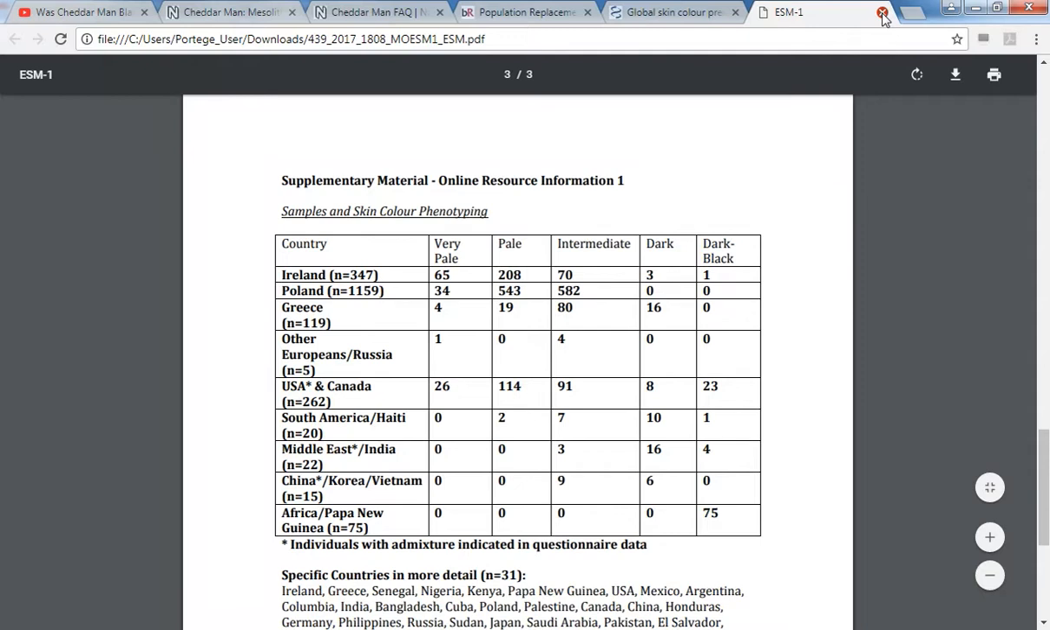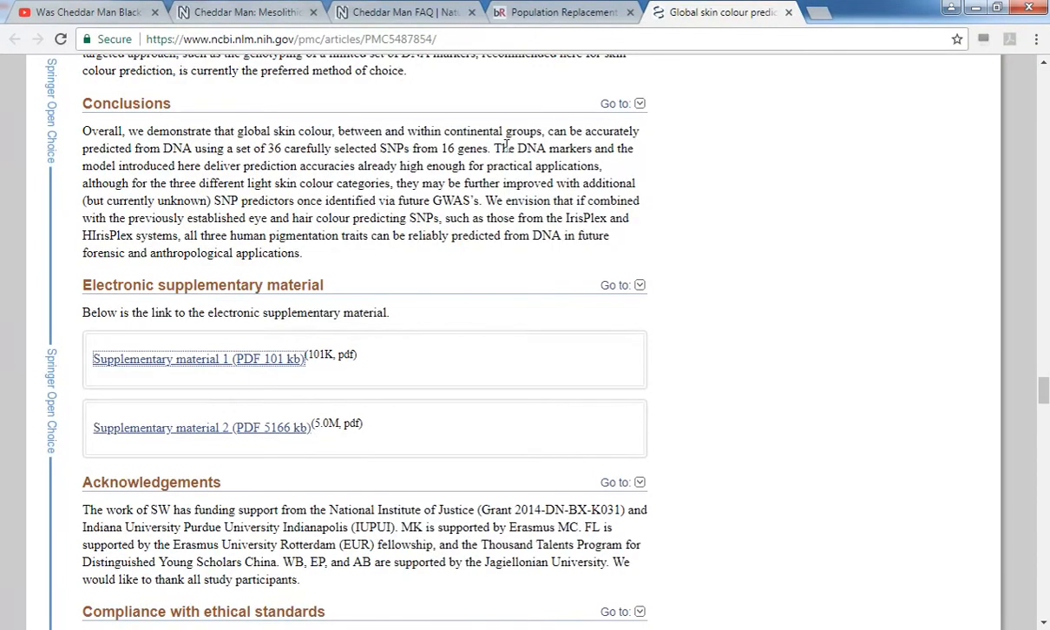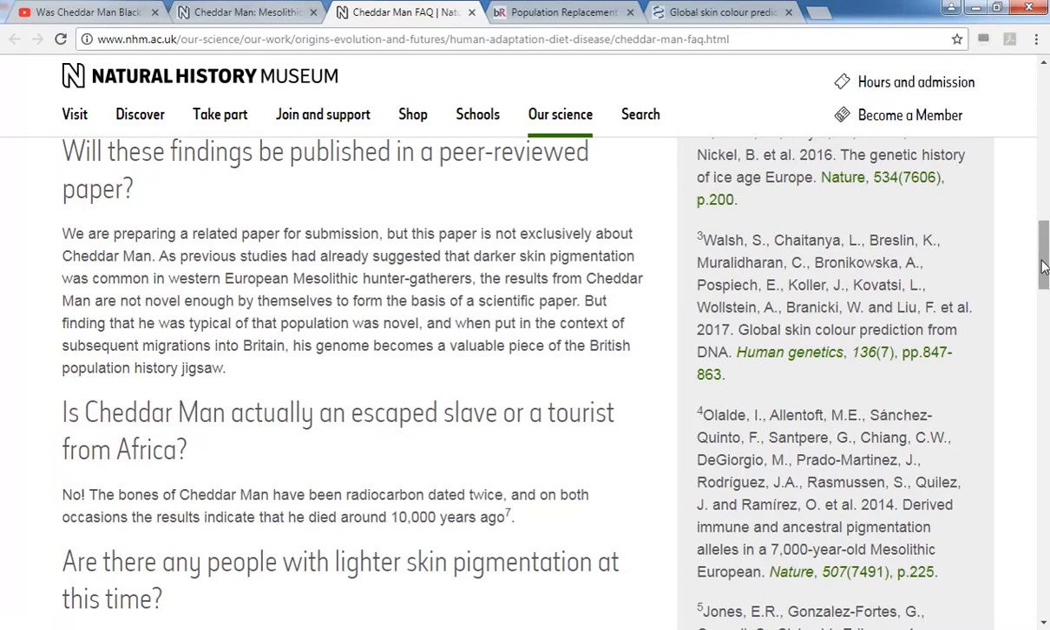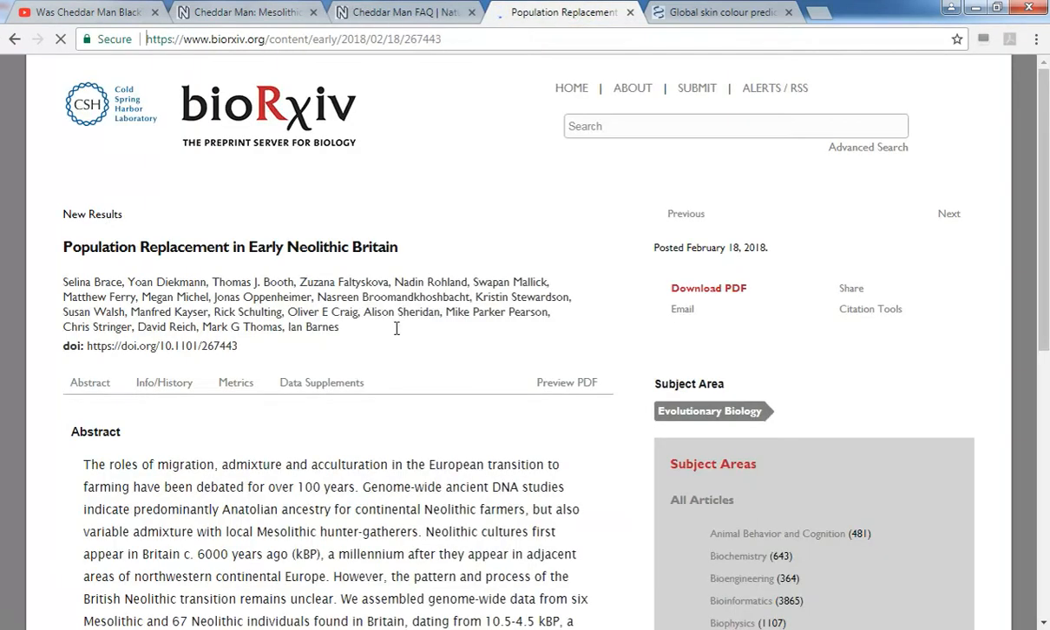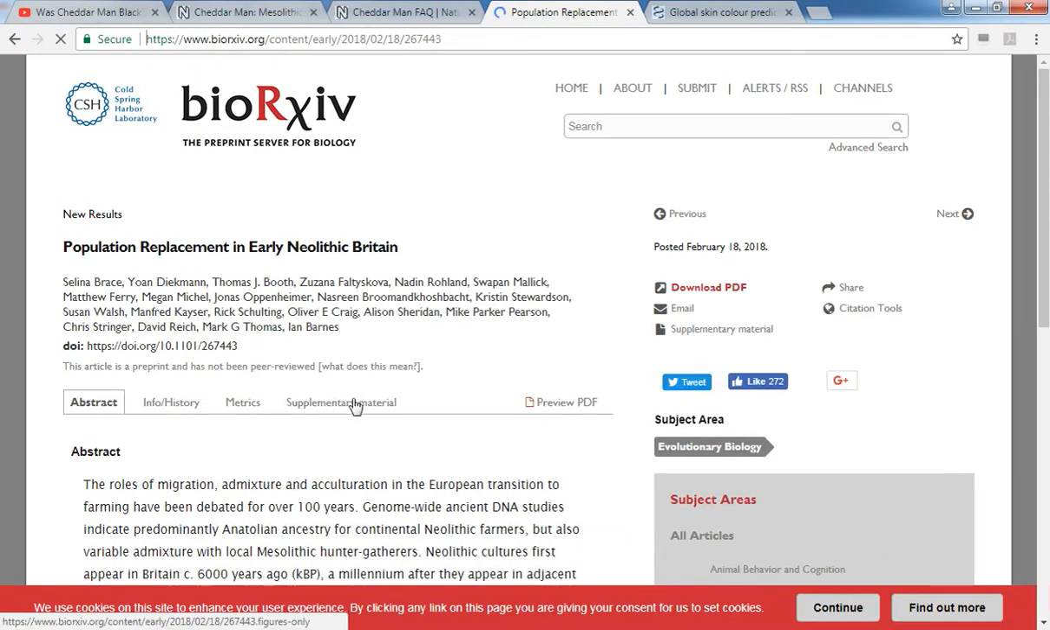Okay? So, we've seen the accuracy of this stuff. Now let's get to the meat of the argument. This stuff was actually published already in a preprint, and you can see it here. The scientific paper links to this. This is a preprint right here: The population replacement in early Britain.